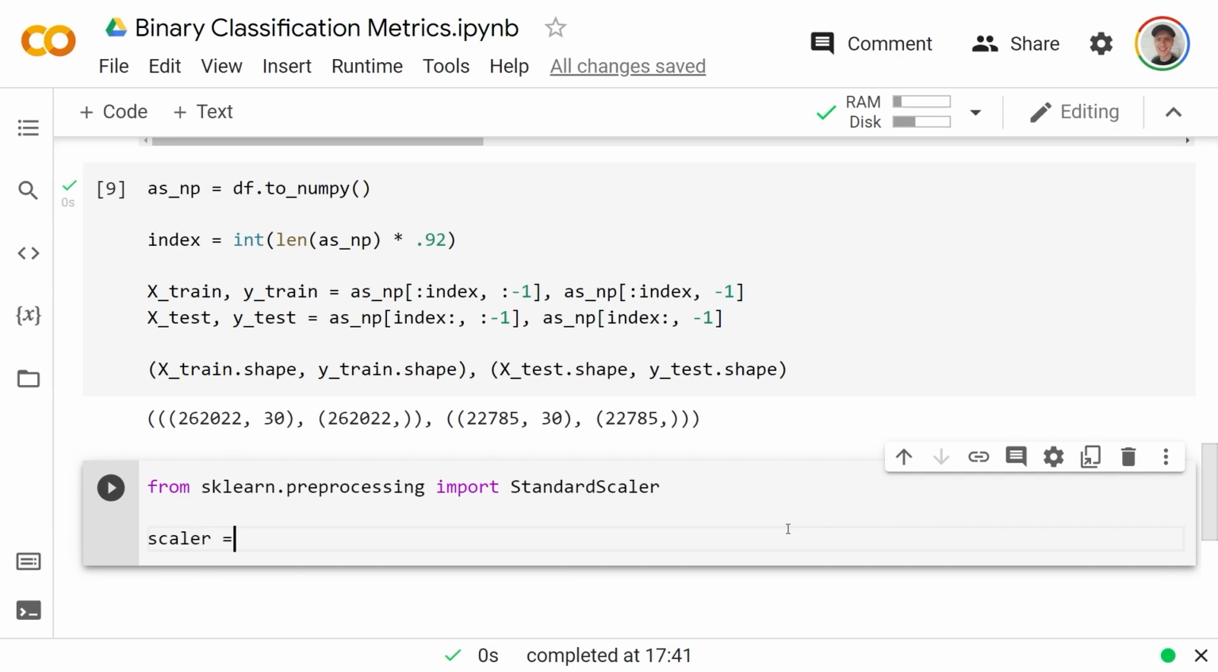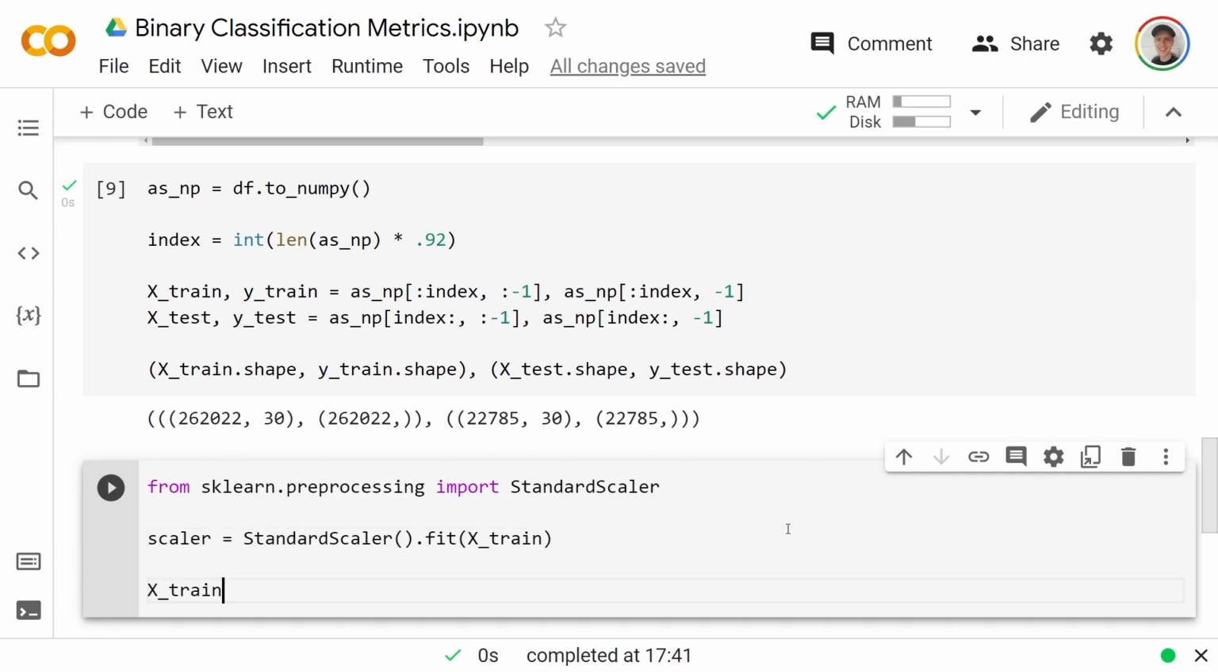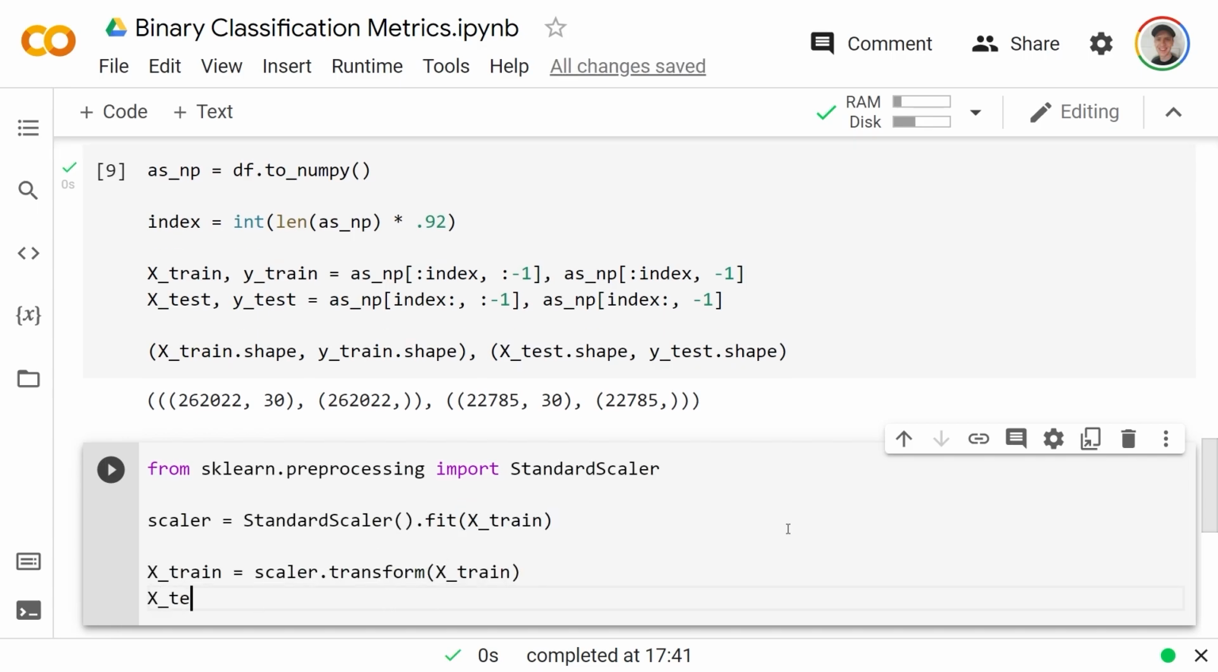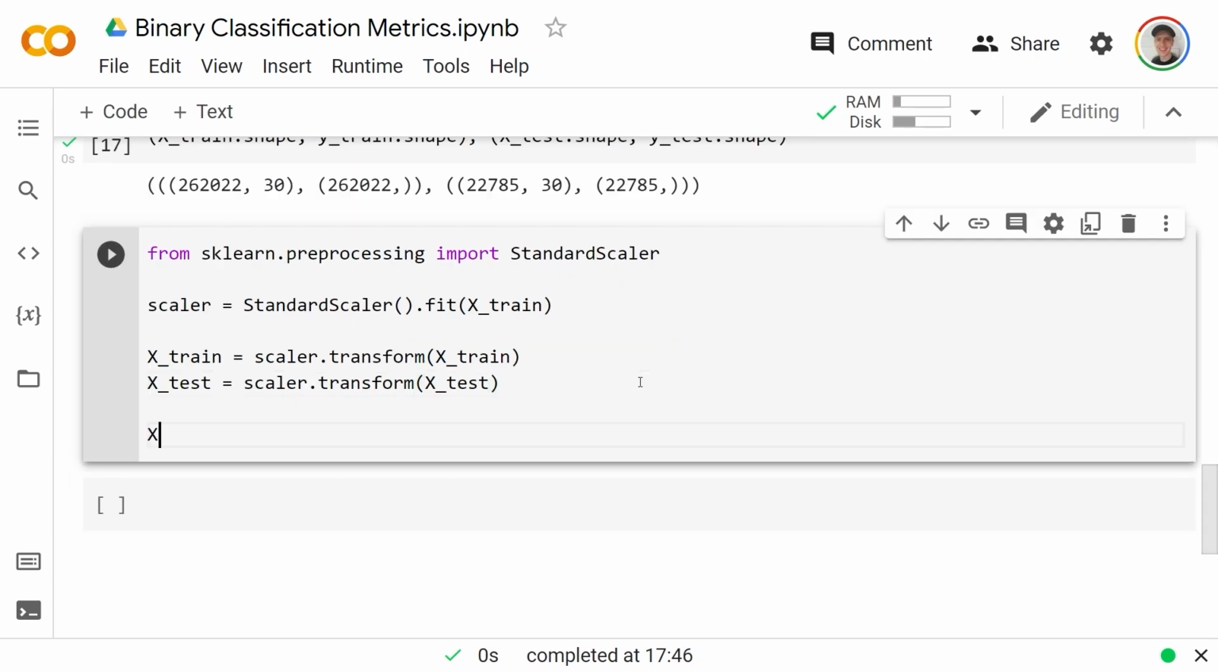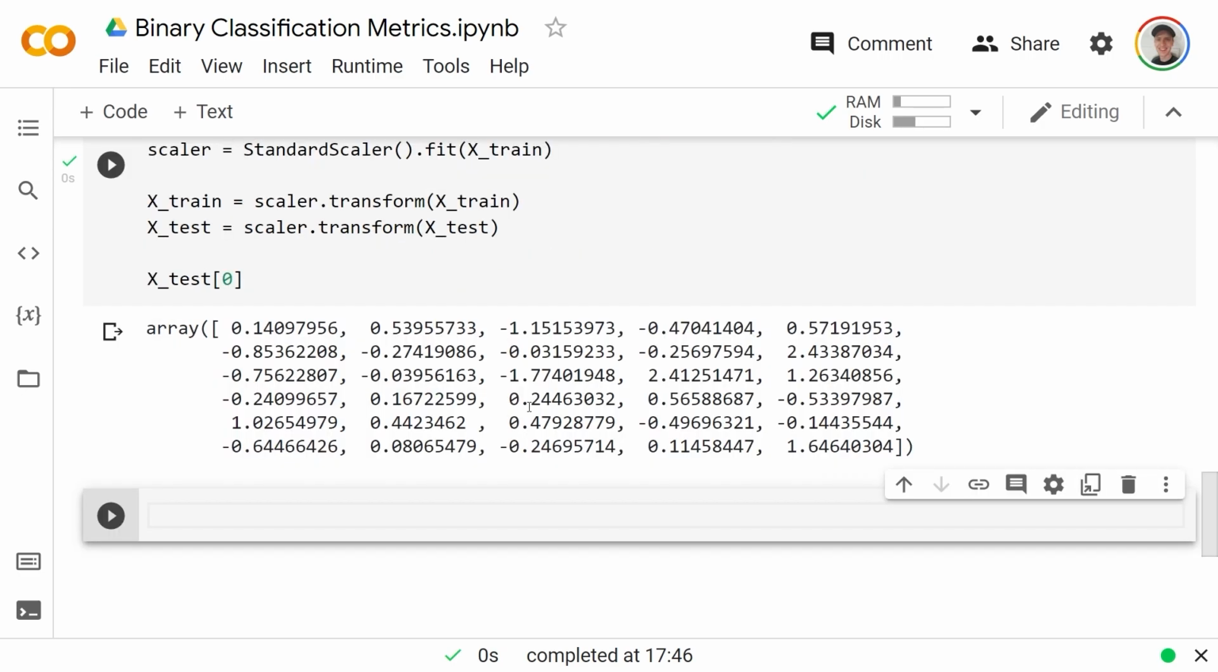We'll make a scaler equal to the StandardScaler fit on xtrain, and then we'll set xtrain equal to the scaler's transform of xtrain, and xtest equal to the scaler's transform of xtest. Now if we look at the first row of xtest, which is xtest sub 0, we'll see that all of the values are roughly the same. Now we can train our logistic regression model.